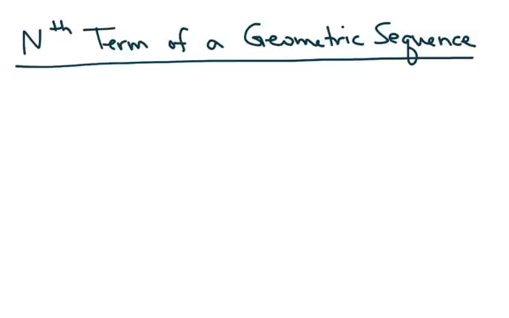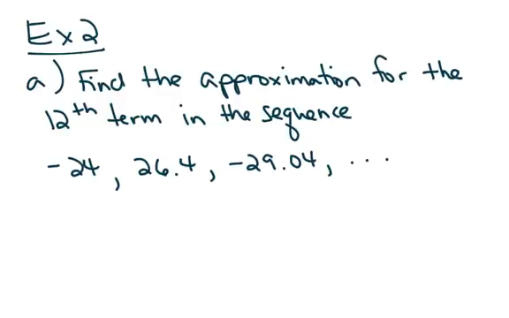Just like there was an nth term of an arithmetic sequence, there is a formula for finding the nth term of a geometric sequence. Because if you want to find the 100th term in a sequence, you don't want to write 100 numbers down. The formula is a sub n is equal to a sub 1 times r to the n minus 1. So let's use this formula.